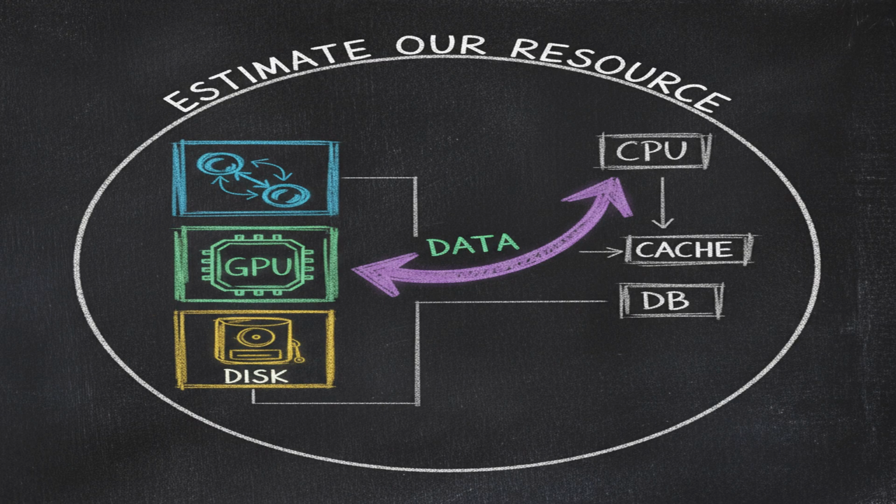Let's estimate our resource needs. With 1,000 QPS and an average request size of 1 MB, we need 1 GB of network bandwidth. Assuming each request requires 10 GB of GPU memory, and we want to support 10 concurrent requests per GPU, we need at least 100 GB of GPU memory. If we use 100 GPUs with 80 GB each, we'll need at least 2 GPUs.